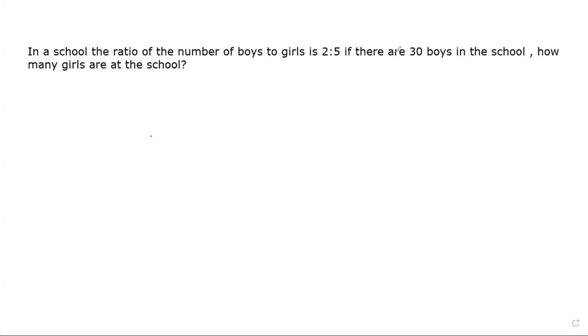All right, so in a school, the ratio of the number of boys to girls is 2 to 5. If there are 30 boys in the school, how many girls are at the school? So we just want to figure out how many girls. So this is a way I'm suggesting, guys. The order matters, right? So you say boys to girls. So you can rewrite that. Boys to girls.